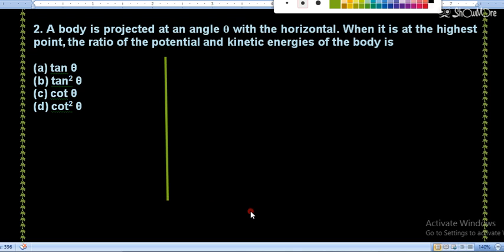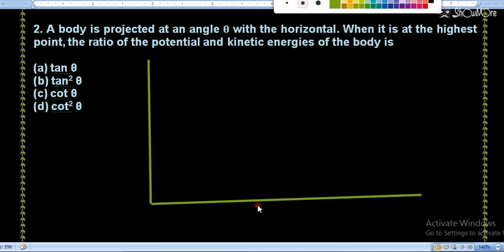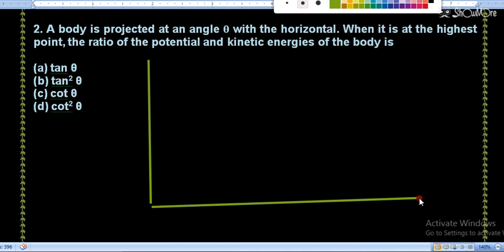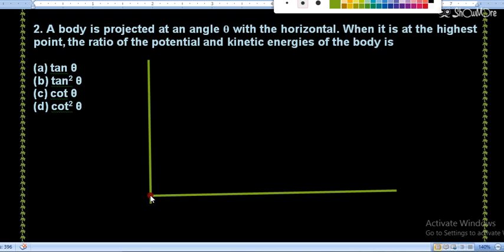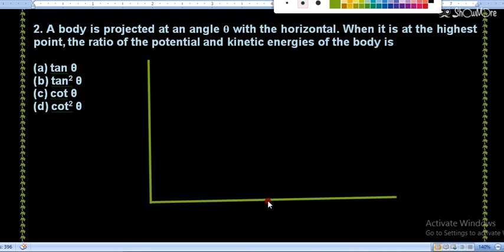Suppose this is the y-axis and this is the x-axis. So from here the body is projected, let's suppose. So the body will be projected in this way, and it will come down in this way.